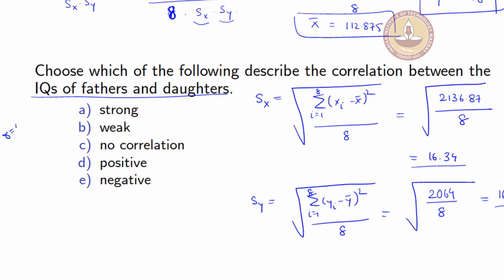Let's look at the options. So R you got is 0.26. This is definitely not negative, so this is wrong. Positive, this is correct. No correlation, that is also incorrect because R is not equal to 0. This is weak because it is very close to 0. This is definitely not strong, so this is also wrong. So our correct options are B and D.